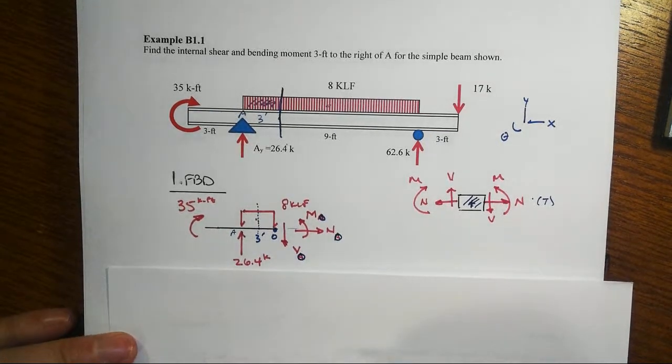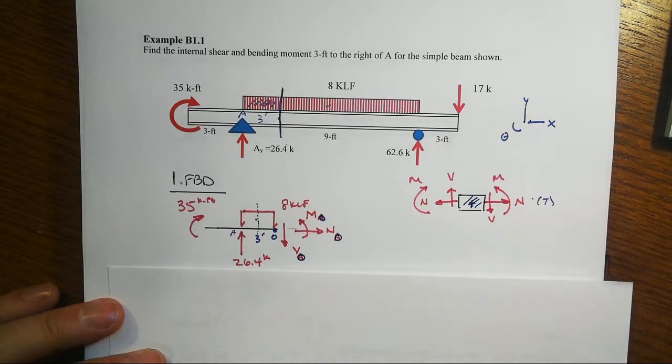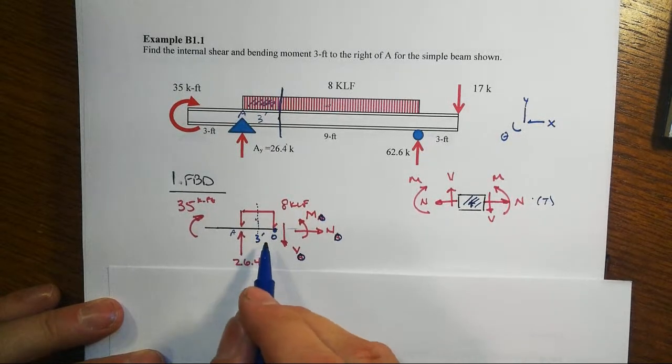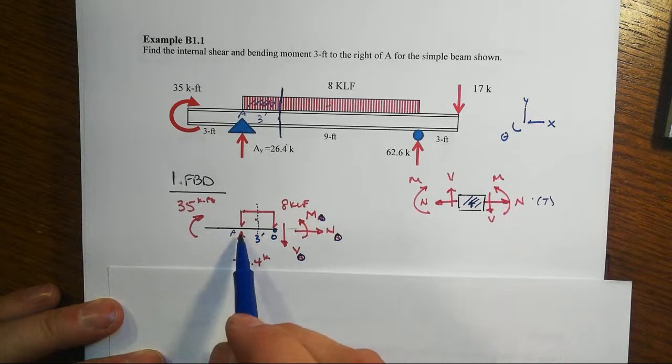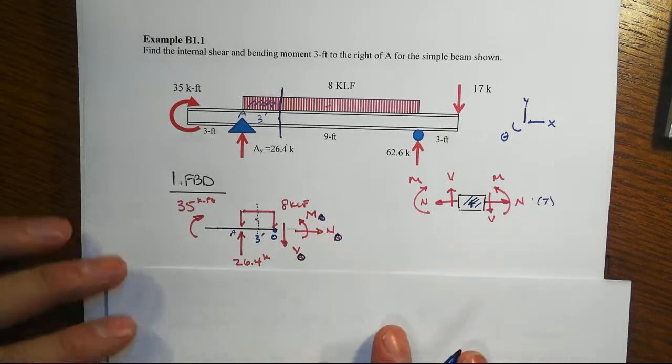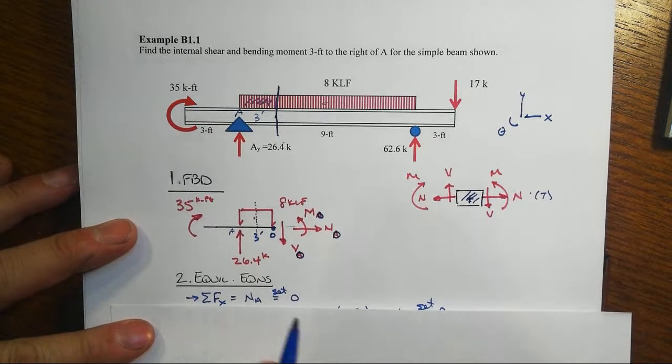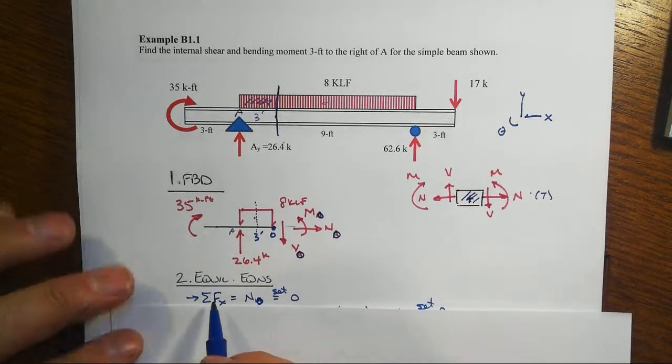There we go, that makes a little more sense. We're at point O here, right? 3 foot to the right of A. Means I'm going to have to make some other labeling changes here shortly, right? So there's a proper free body diagram. Got all the loads, we got the reaction, we have the internal forces. Okay, so now it's time to go do equilibrium.